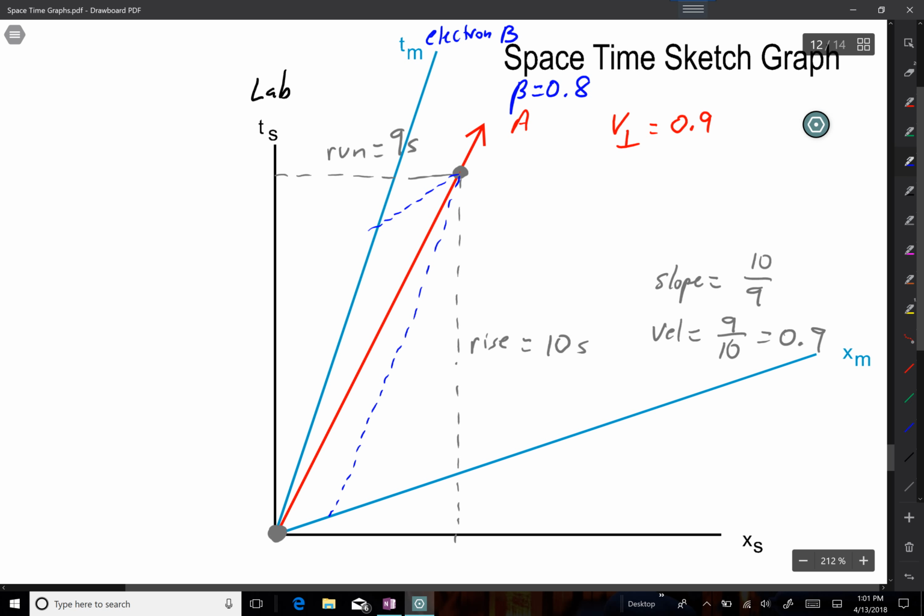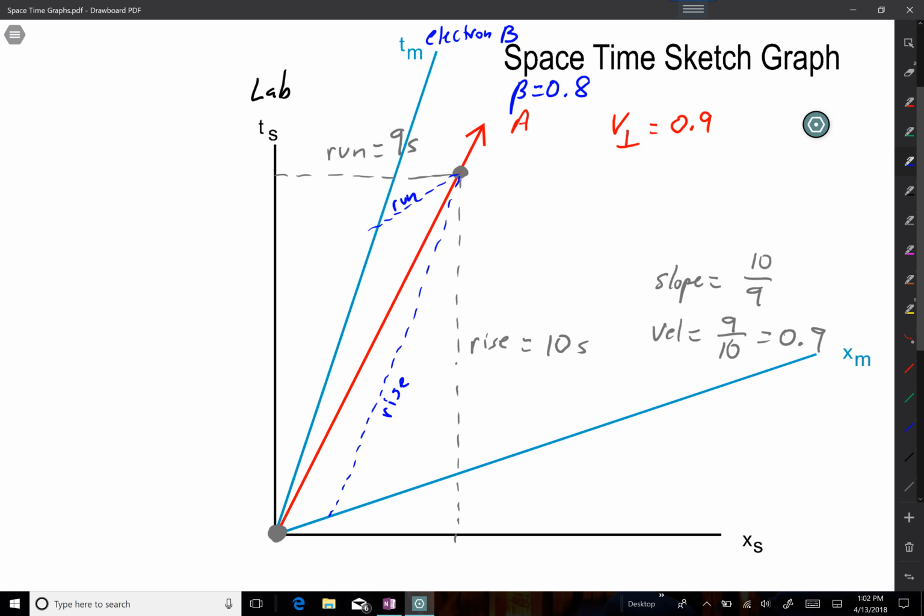Those are the grid lines. This is the run, and this is the rise in the skewed reference frame. And you can see that they're different. These grid lines have to be drawn parallel to the skewed axis lines. And I need the rise and the run in the skewed reference frame. Well, that's precisely what my Lorentz equations were created for. My Lorentz equations were created to do that.